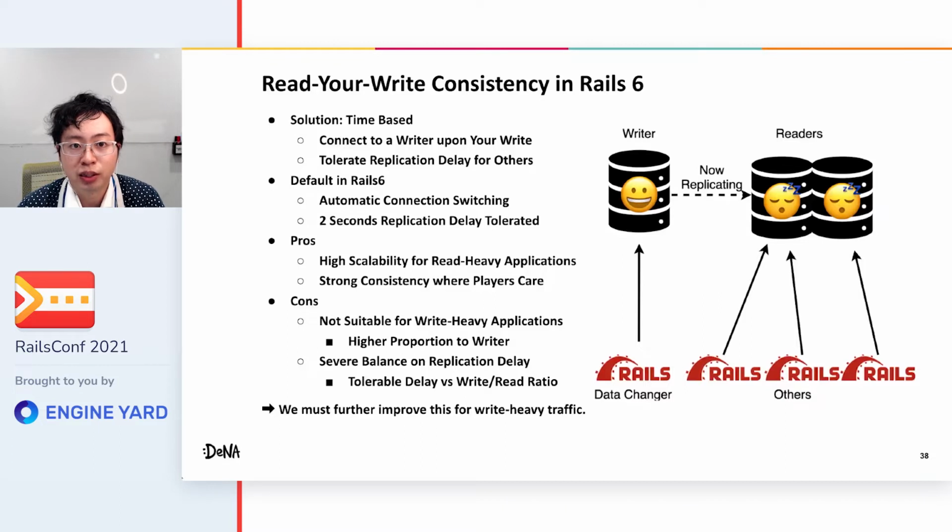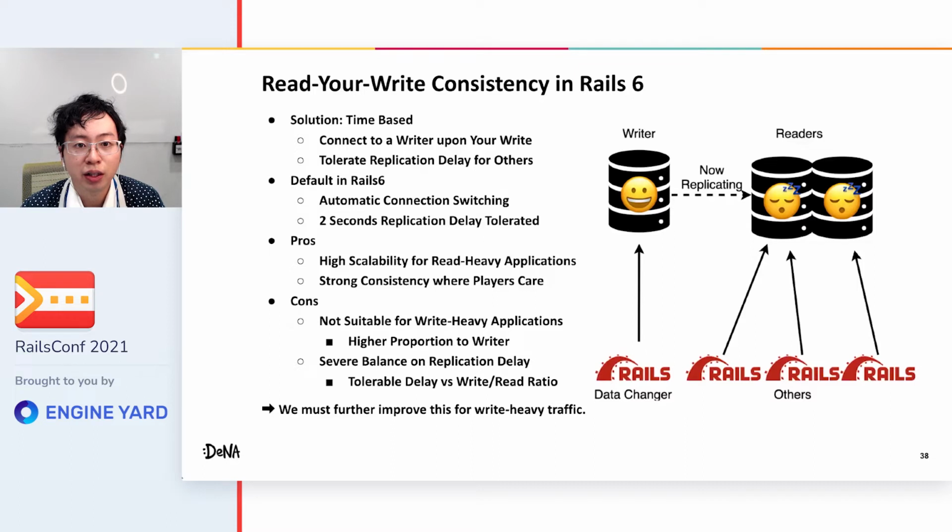This slide shows the read-your-write consistency in Rails 6. The solution is time-based connection switching. When there is a recent write by the data changer, Rails connects to a writer. This connection switching is the default in Rails 6, and 2 seconds of replication delay is tolerated as default. Using this architecture, we gain high scalability for read-heavy applications, and strong consistency is guaranteed where players care.